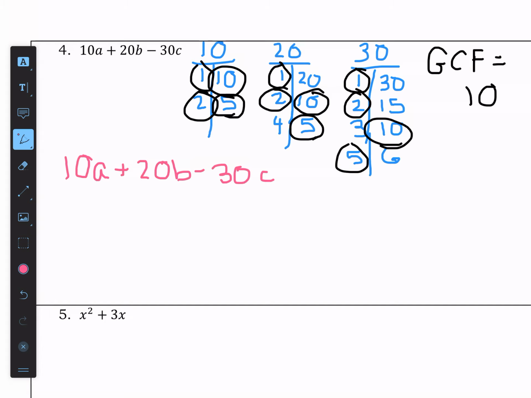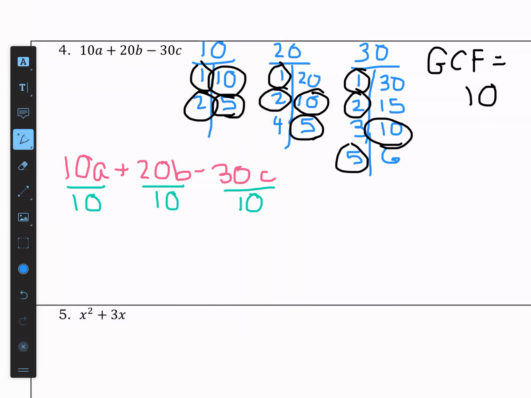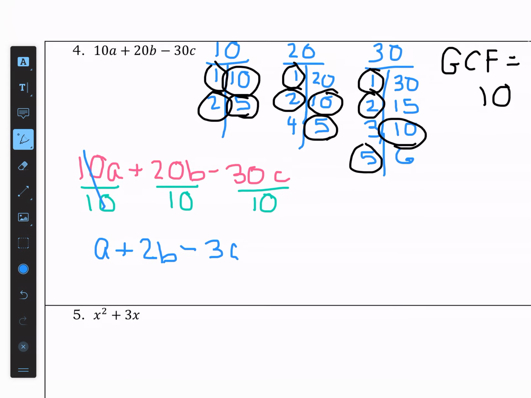by our GCF. So I'm going to divide each piece by 10, okay? All right, so the 10A over 10, the 10s cancel out. We're left with A plus. Now, 20 divided by 10 is 2, so 2B, minus 30 divided by 10, which is 3, and then C, okay? So we just divided, so this guy reduced to 2, and this guy reduced to 3, okay?